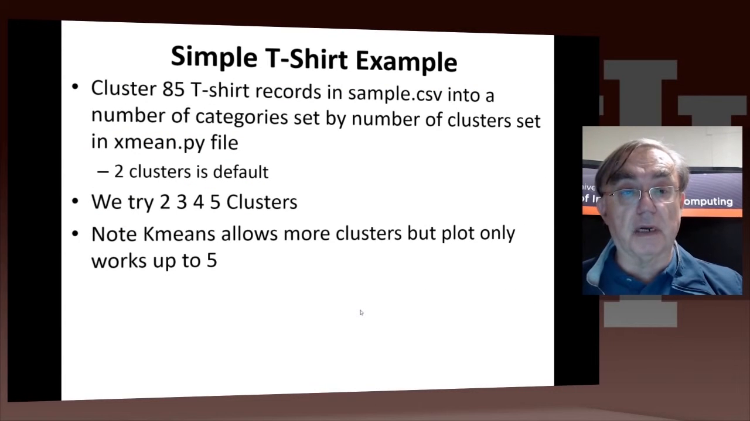So this is the CMU example. We have 85 records. It's in a CSV, namely comma-separated file, and that file is available to you as a resource. It just lists weight and height, and we're trying to divide it into various clusters so we know roughly what the good sizes are to make for our t-shirts. This particular not totally general code can go from 2 to 5 clusters. The k-means code will cluster into any number of clusters, but the plotting program only plots up to 5 clusters.